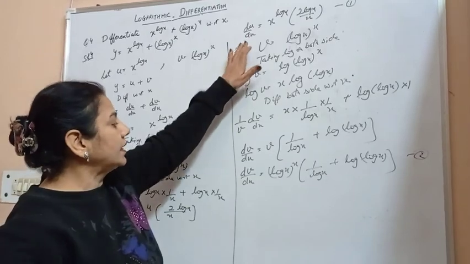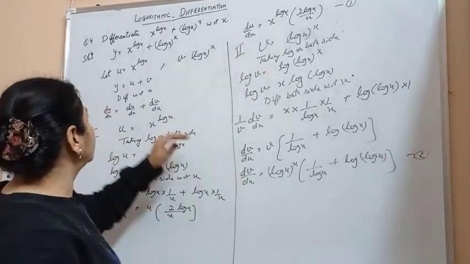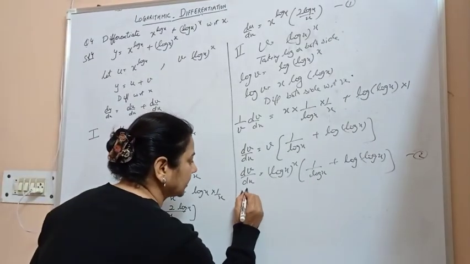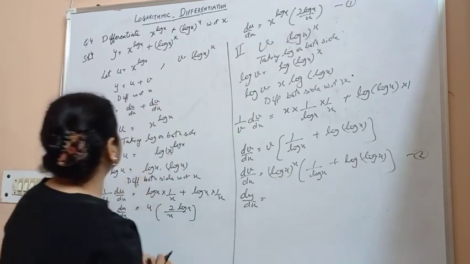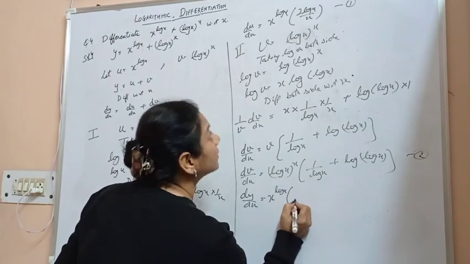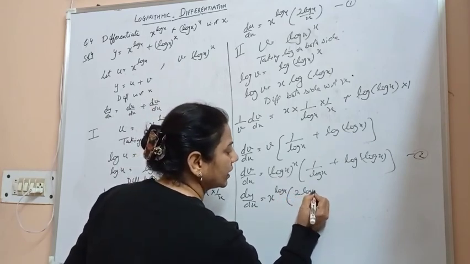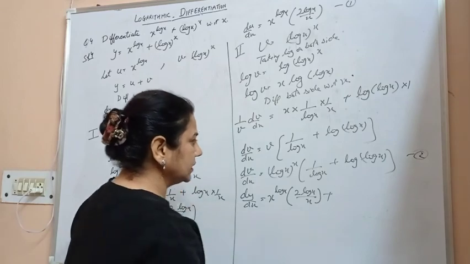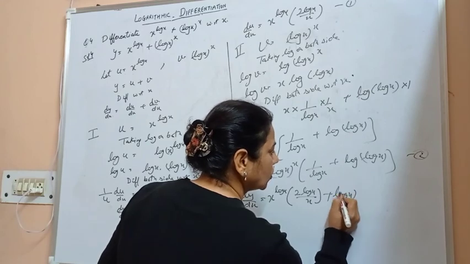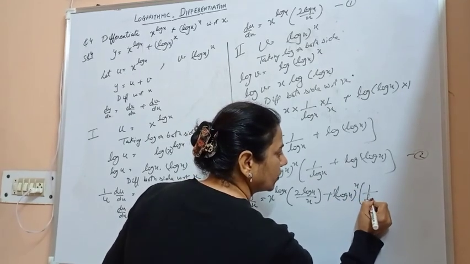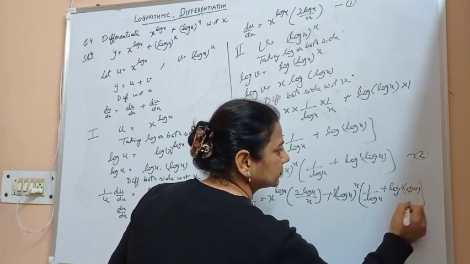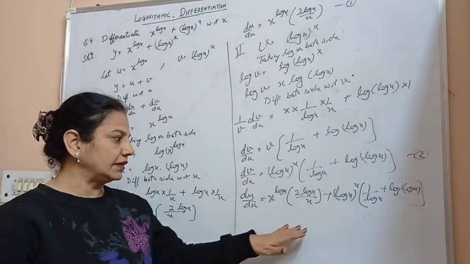So I get du by dx and I get dv by dx. I put these two values in the given function to calculate dy by dx. So my dy by dx becomes du by dx, which is given as x to the power log x into 2 log x upon x, plus dv by dx, which is given as (log x) to the power x times 1 upon log x plus log of log x. So hence I get the result dy by dx in this form.